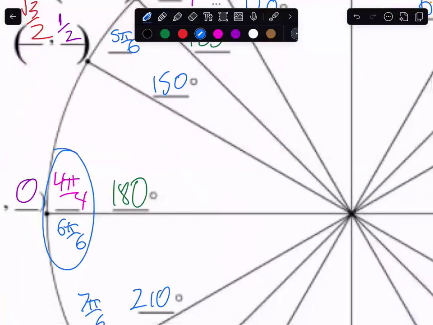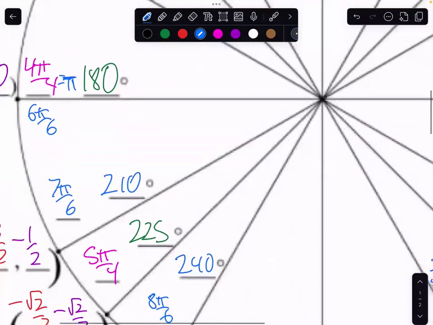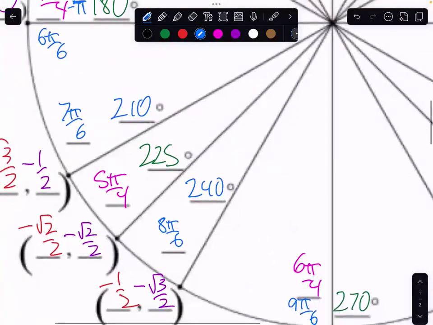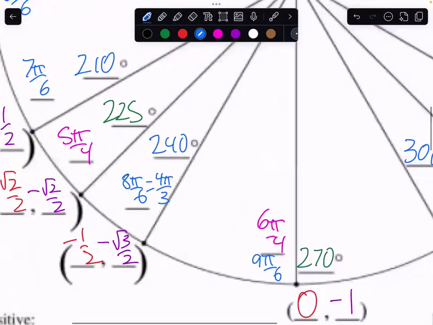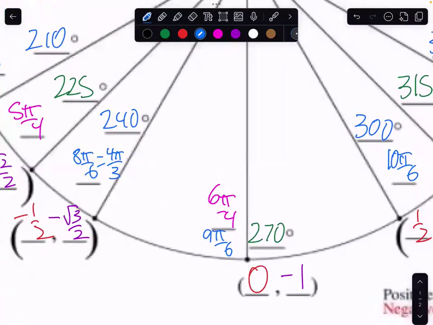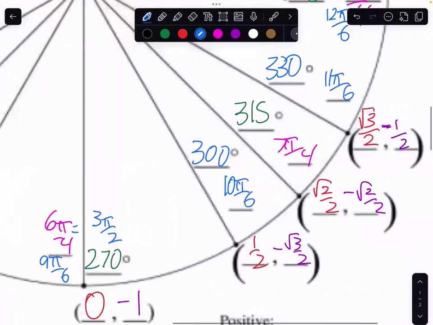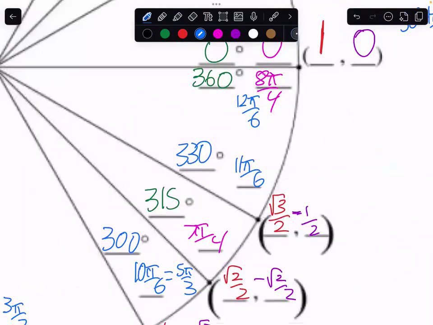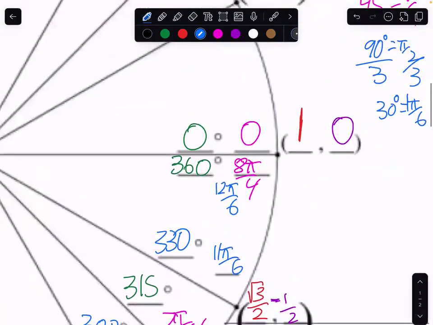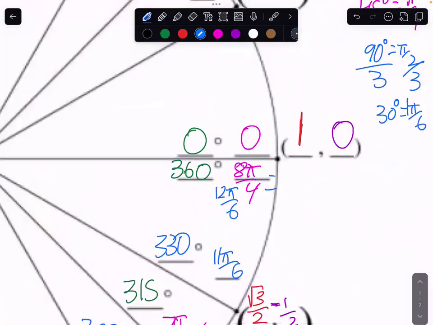4 pi over 4 or 6 pi over 6, both of those reduce to just pi. 7 pi over 6 is already simplified, so is 5 pi over 4. 8 pi over 6 could be 4 pi over 3. 6 pi over 4 and 9 pi over 6 both reduce to 3 pi over 2. 10 pi over 6 can be 5 pi over 3. 7 pi over 4 is already reduced. 11 pi over 6 is already reduced. 12 pi over 6 reduces to 2 pi.